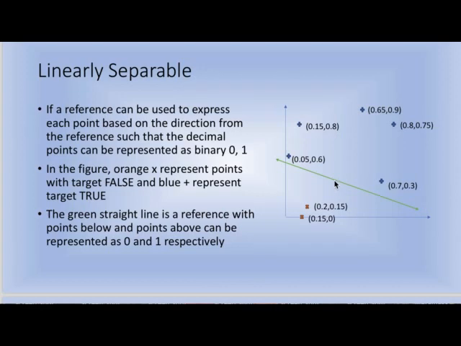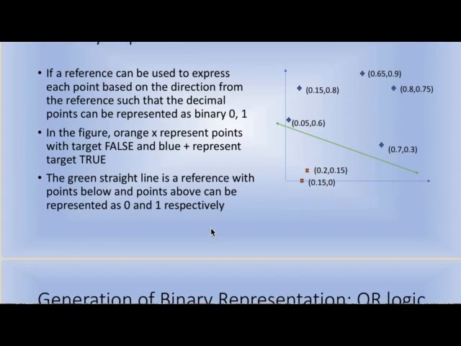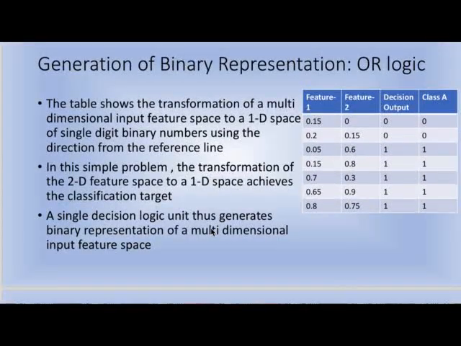The rule is that if the input point is on the side of the line which is the other side from the origin, that means the side where the origin does not exist, then the decision output will be 1. If the point is on the side of the line where the origin exists, then the decision output will be 0. So with that understanding, we see what happens when we take the decision outputs and put them in this table.